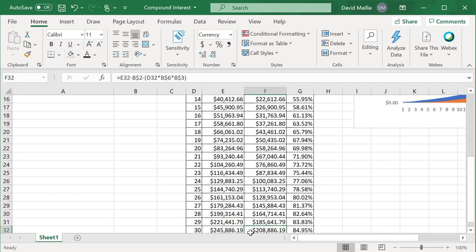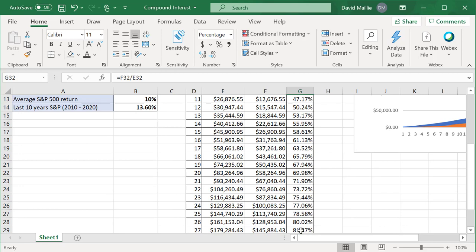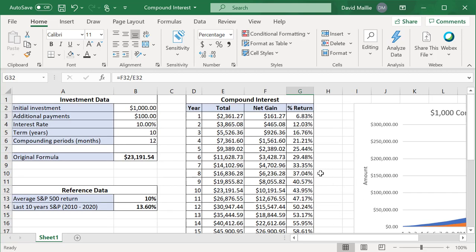You've only put in, you know, $30,000 some odd, and you end up with about $38,000 or so, and you end up with an 84.95% net return on that money. So that's the power of compound interest.